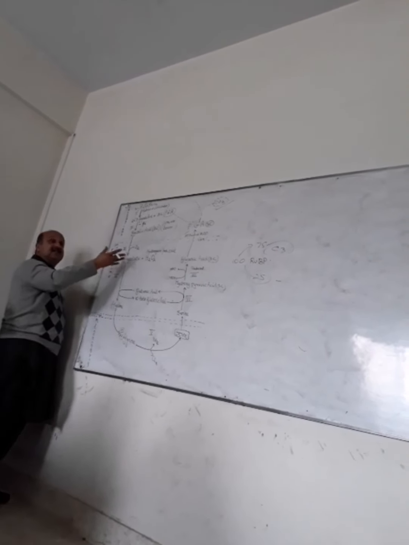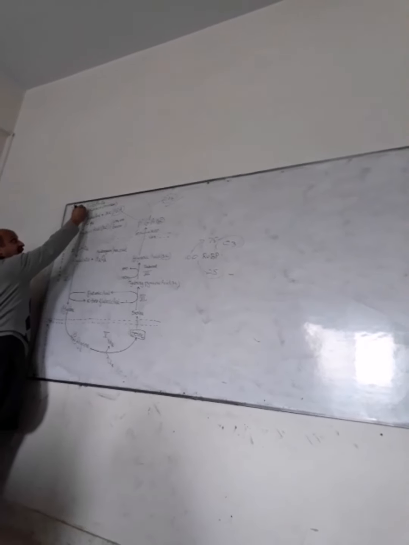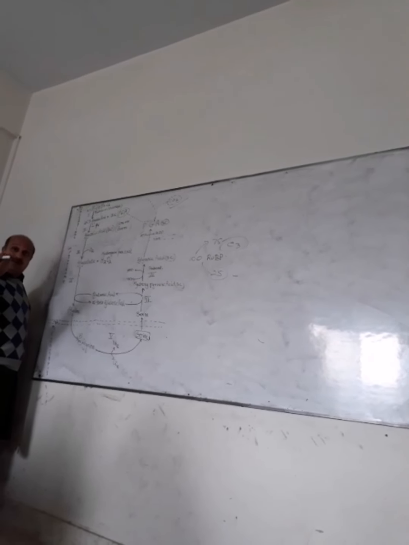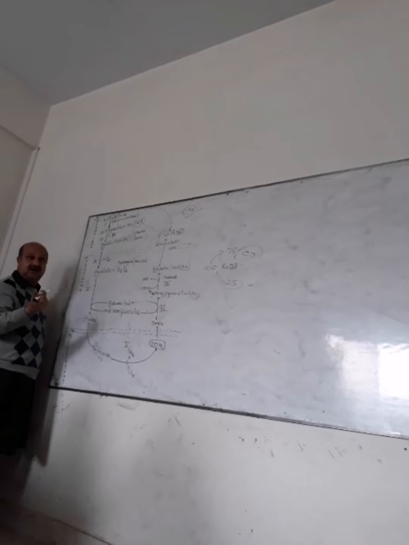So it is dependent on the light reaction because this RuBP is the prime thing of the C3 reaction.